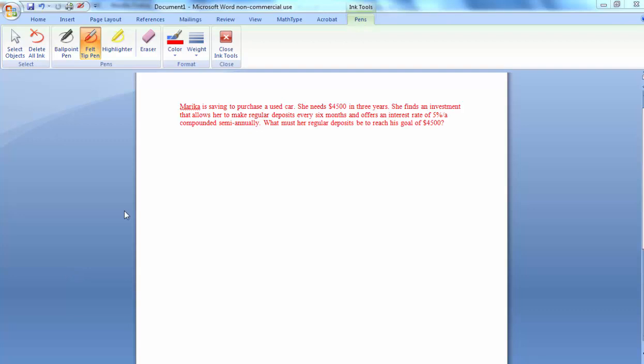Here's another example to work through. And again, you need to identify the amount we want. She wants $4,500 in 3 years, so the amount we want, the future value, is $4,500.